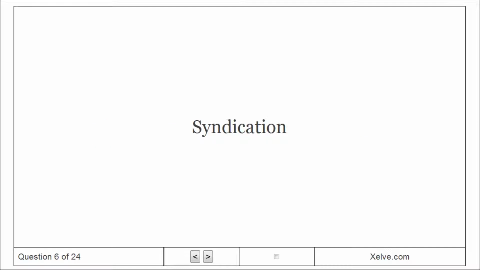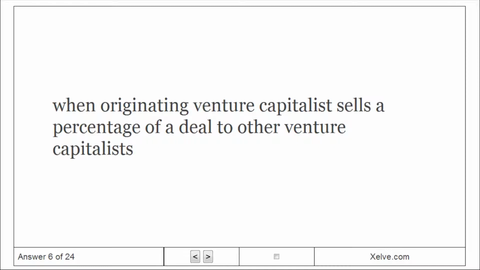Staged funding: get money after completing each stage. Syndication: when the originating venture capitalist sells a percentage of a deal to other venture capitalists.